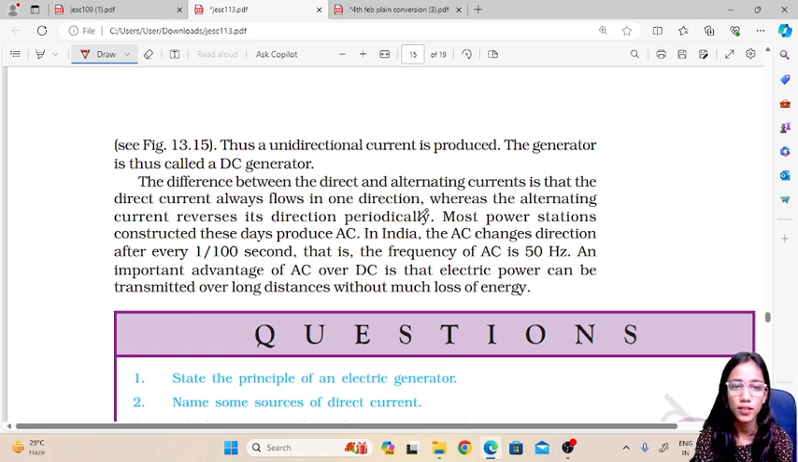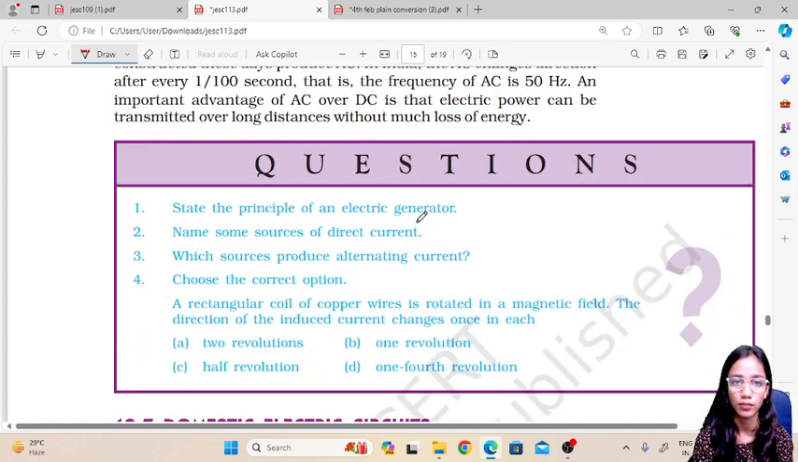Most power stations constructed these days produce alternating current. Alternating current changes direction after every 1/100 second. That is, the frequency of AC is 50 Hertz.